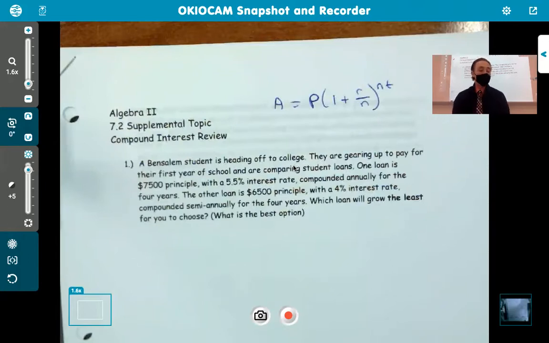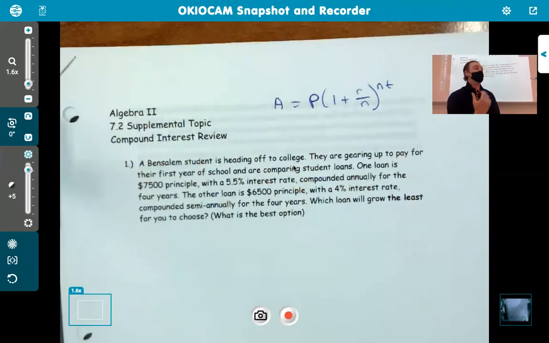The other loan is $6,500 with a 4% interest rate compounded semi-annually for the same amount of time. So the same 4 years. And what we're trying to figure out is which loan will grow the least for us to choose, right? Because if we look at a number in the end there, we want to choose the option that's going to be the least amount of money so we don't have as much debt.